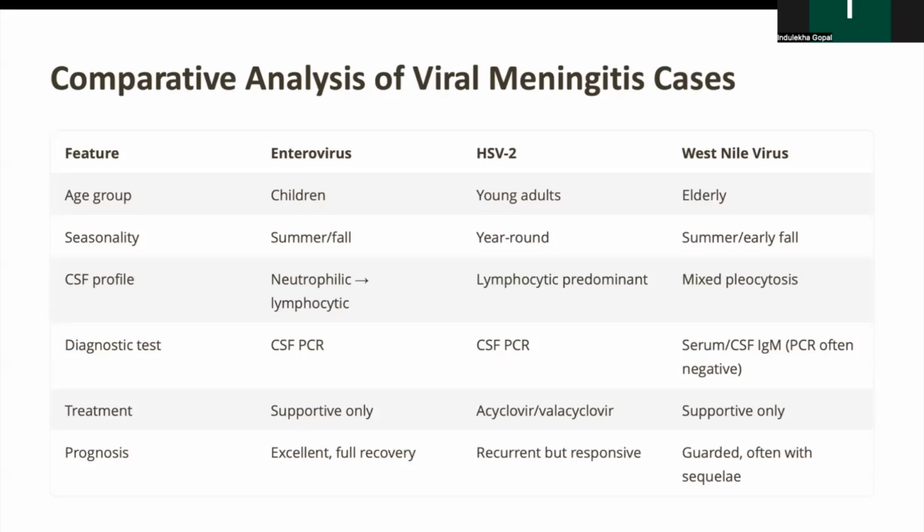The diagnostic test for enterovirus is CSF PCR. HSV2, again, PCR. For West Nile, serum and CSF IgM; PCR is often negative. Treatment for enterovirus is only supportive care. For HSV2, acyclovir and valacyclovir. West Nile, only supportive care. Enterovirus has an excellent, full recovery. HSV2 can have recurrent episodes, but they are usually responsive to treatment. For West Nile, the prognosis is guarded, often with sequelae.